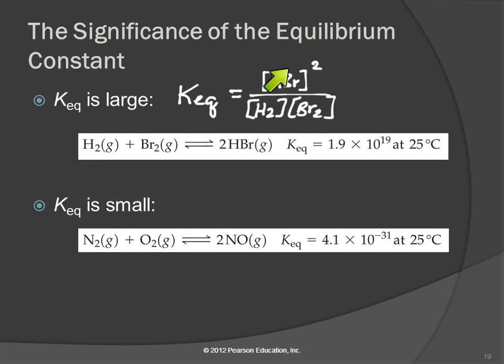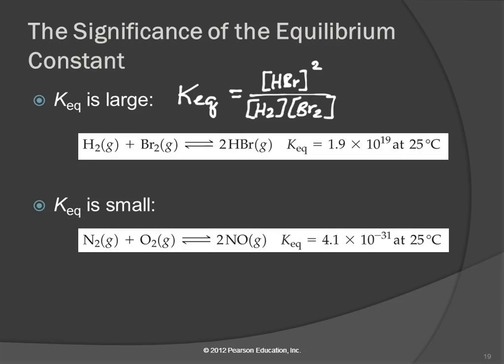It must be that the numerator is large and the denominator is small. That means the concentration of products is high and the concentration of reactants is low. You see that?